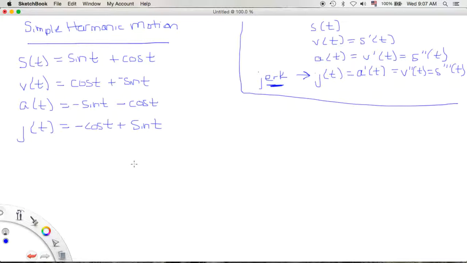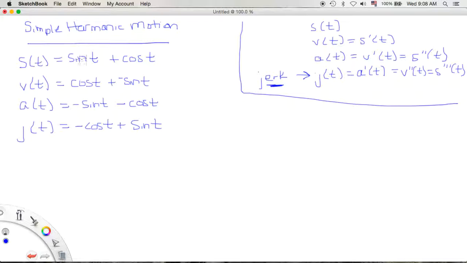Now, one thing that you'll notice here is if we took the derivative one more time, we'd be right back where we started. That's what happens with trig functions. You end up right back where you started after a while, because they go back and forth.